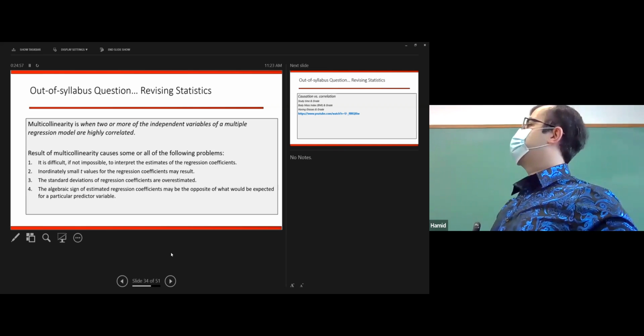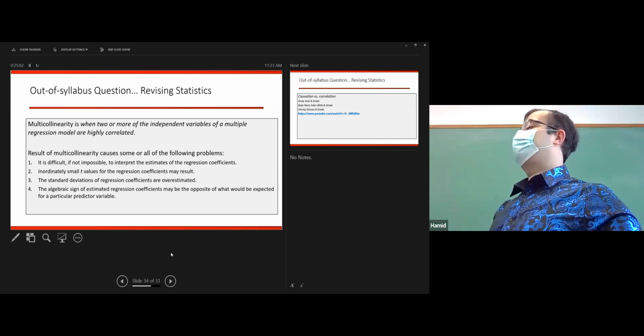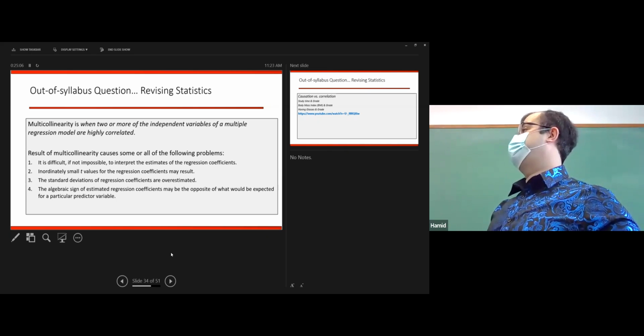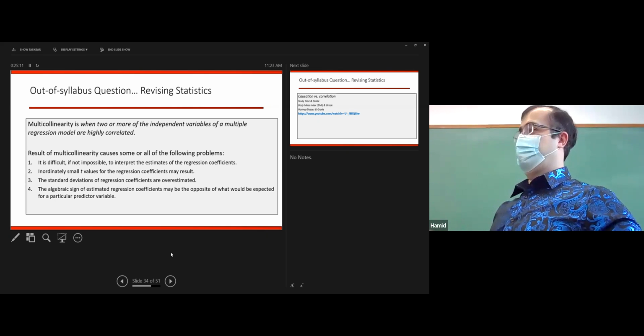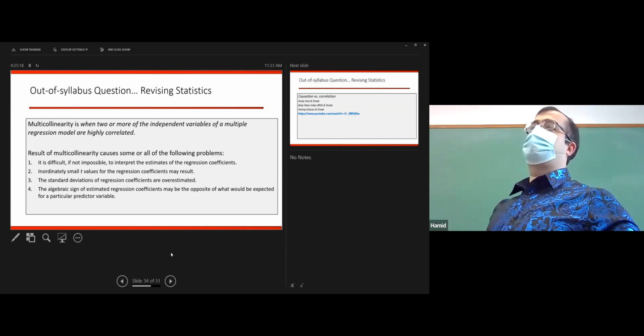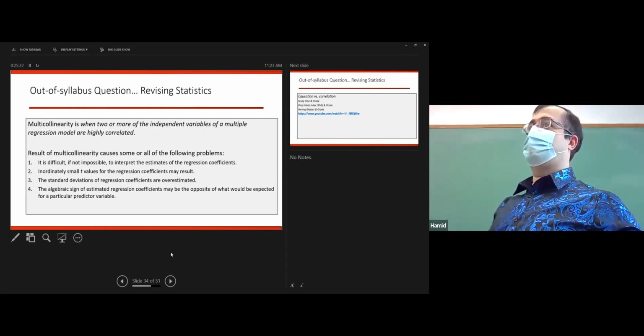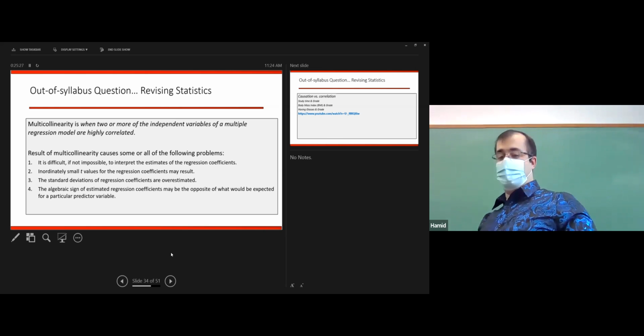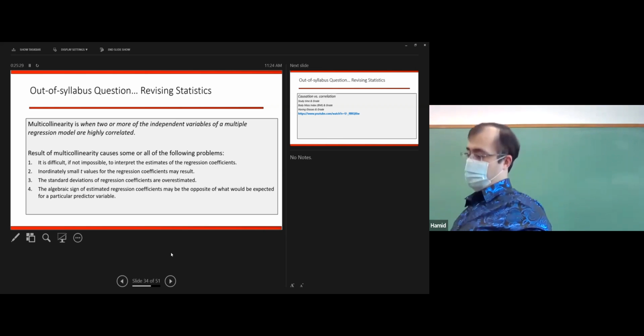I just want to go over this: if you have a previous statistics course, you need to just read a little bit and review the concepts. It definitely helps you. For example, one of the issues is multicollinearity. So can anyone remember, or have you ever had this topic before? No? Okay. So let me just tell you one example.